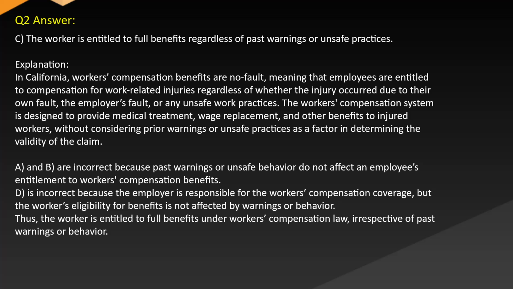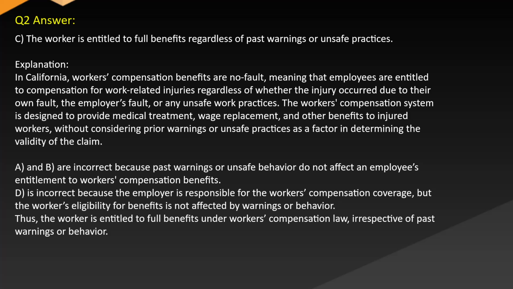Explanation: In California, workers' compensation benefits are no fault, meaning that employees are entitled to compensation for work-related injuries regardless of whether the injury occurred due to their own fault, the employer's fault, or any unsafe work practices. The workers' compensation system is designed to provide medical treatment, wage replacement, and other benefits to injured workers without considering prior warnings or unsafe practices as a factor in determining the validity of the claim.